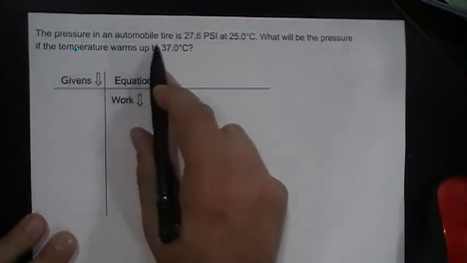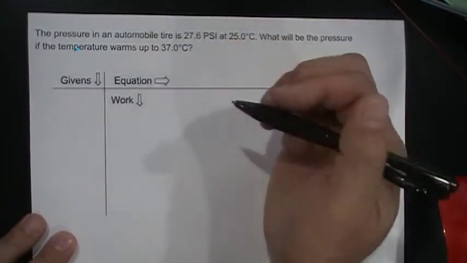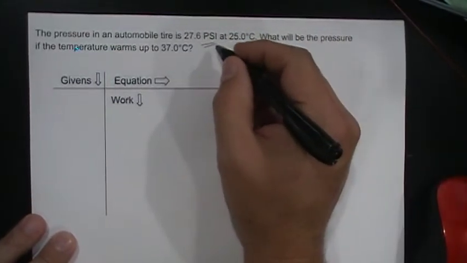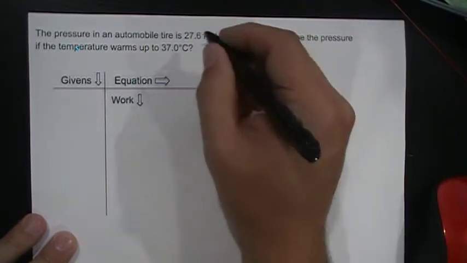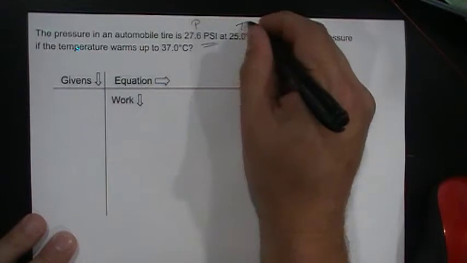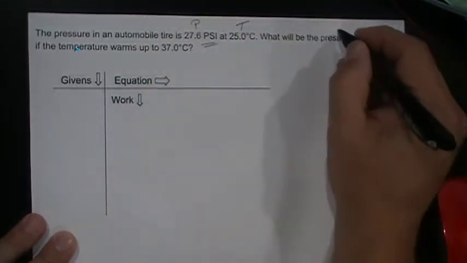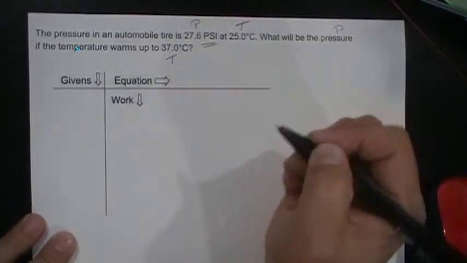The pressure in the automobile tire is 27.6 psi. PSI is a unit for pressure. It's pounds per square inch. It's a force per area. So it's a pressure, so I'm just going to put P above that. At 25 degrees Celsius, that's a T. What will be the pressure if the temperature warms up to 37 degrees Celsius?